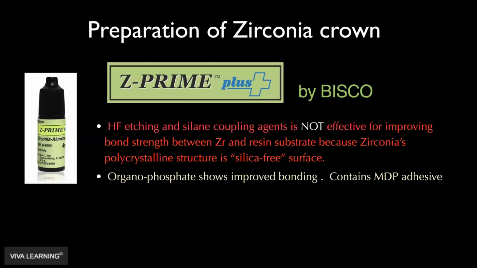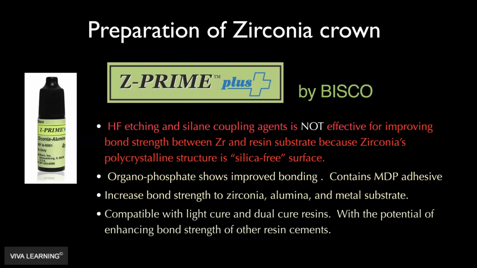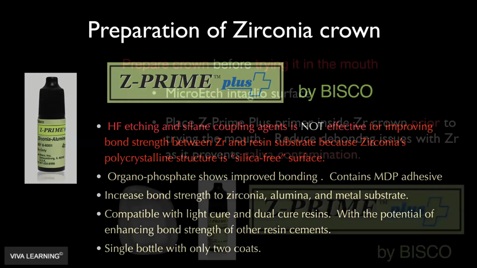And that's what this product here contains: MDP, which is a tremendously researched adhesive. You increase the bond strength to zirconia. And I've seen this, okay, because I've had to take off my crowns that had been bonded this way. And I will tell you, it is bonded. So I can tell you firsthand, this works tremendously well. It's compatible with light cured and dual cured resins, and it enhances the bond strength. And all you got to do is two coats from this one bottle.